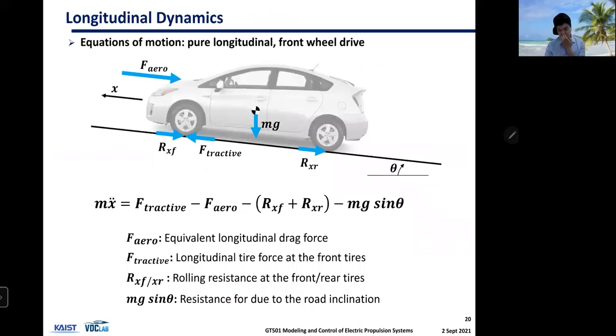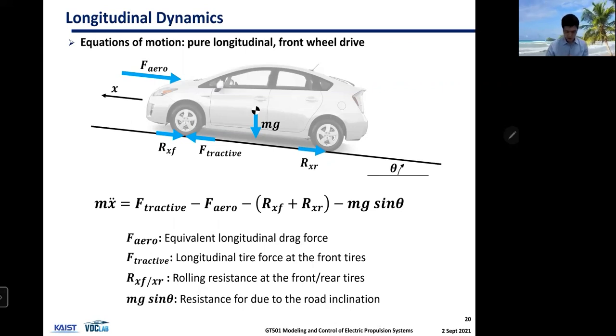But the powertrain will be more tricky to model. The vehicle dynamics itself is quite simple, but powertrain is going to be more tricky to develop a model. Okay.